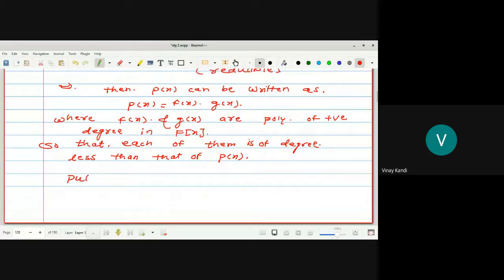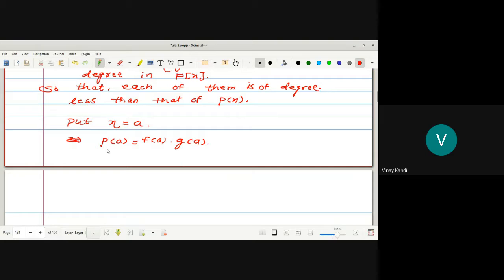Now put x is equal to a. So what do we get? p(a) is equal to f(a) into g(a). But p(x) is a minimal polynomial for a, so p(a) is equal to 0. So f(a) into g(a) is equal to 0.